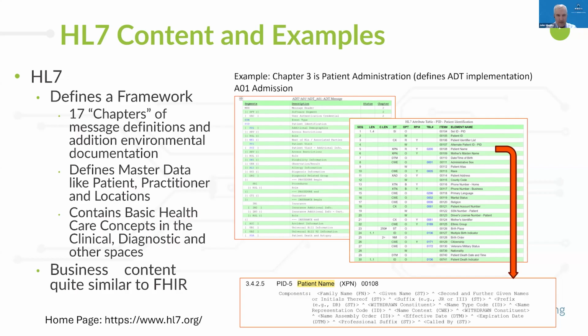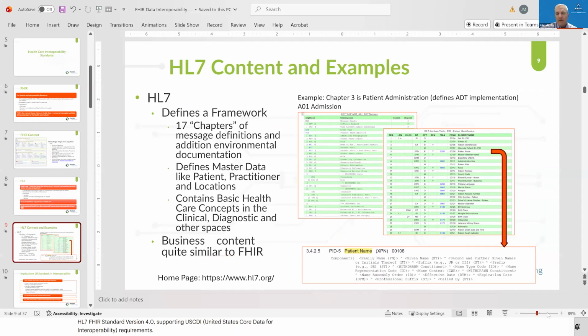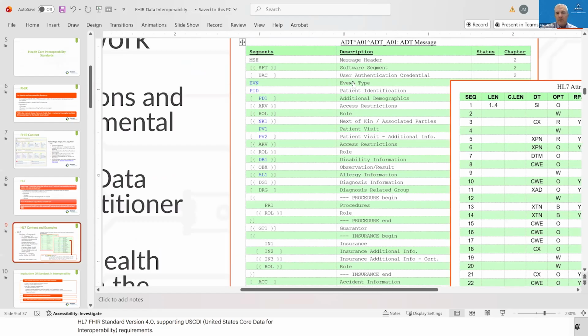This is how we look at the message definition. And this is an A01 admission record. What I will do is expand on the right side of this. A message has a header and an event type. So A01, this segment defines it as an A01 message.